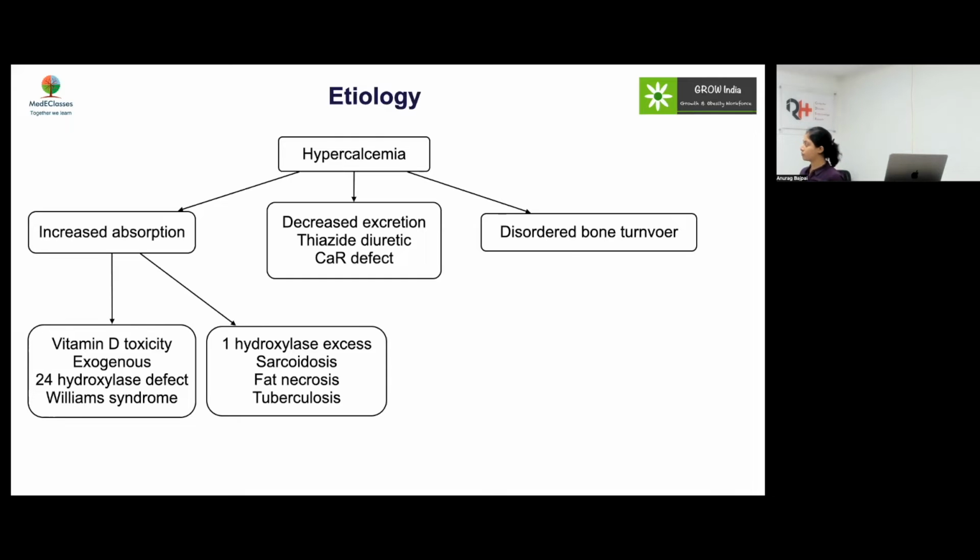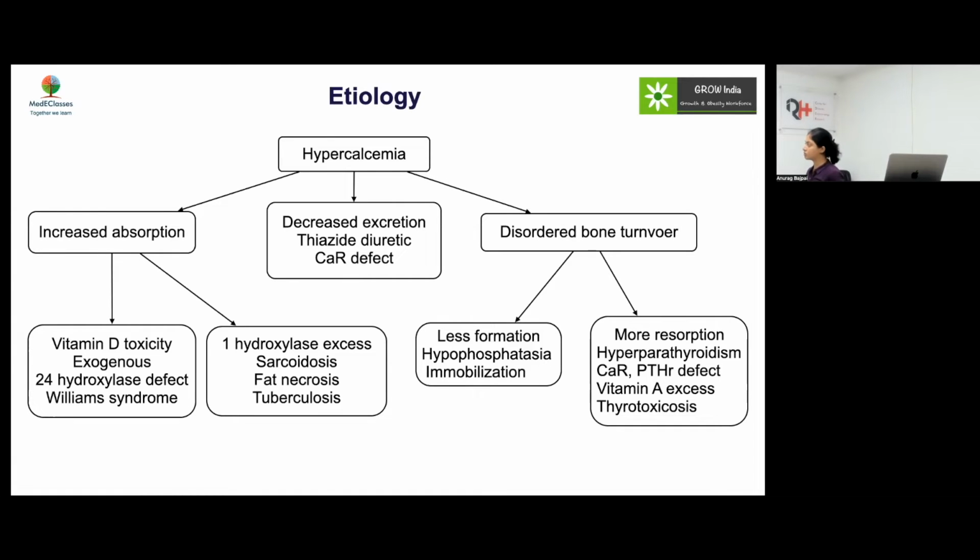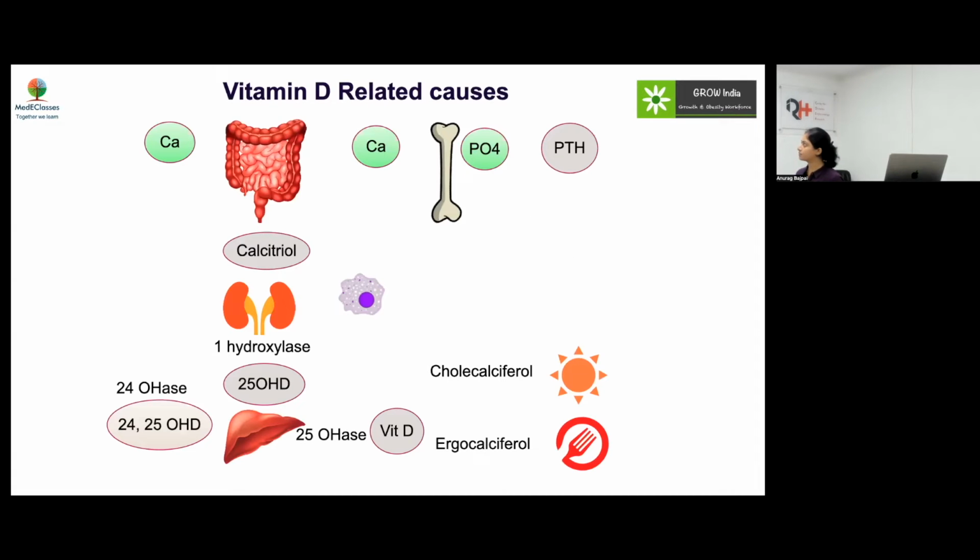Now, it could again be of two types. Either there is less formation, as may be seen with hypophosphatasia or immobilization, or it could be because of increased resorption, as can be seen with hyperparathyroidism, calcium sensing receptor defect, PTH-related peptide, vitamin A excess and thyrotoxicosis, as we've already discussed. In the vitamin D-related causes, in the setting of vitamin D excess, you will see increased calcium as well as increased phosphorus levels.